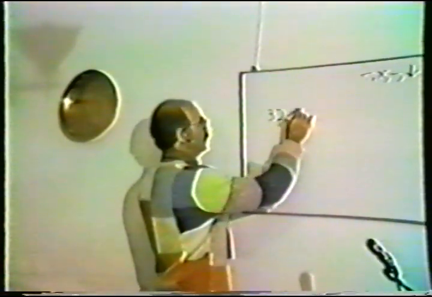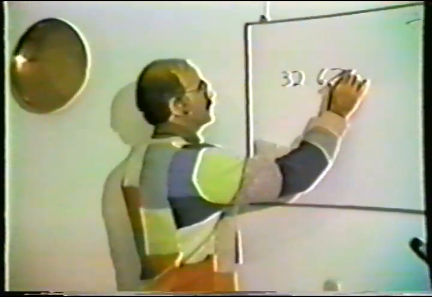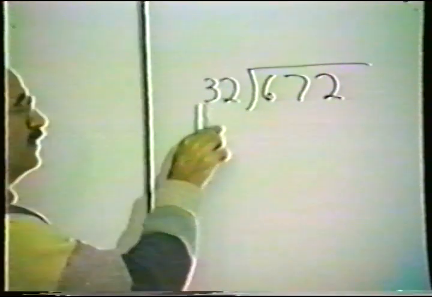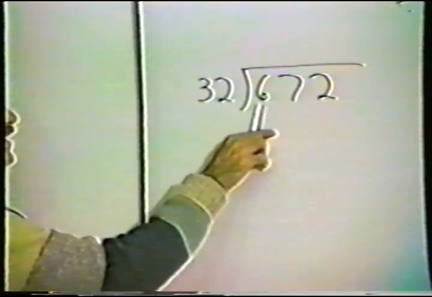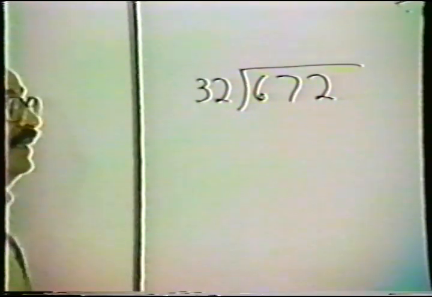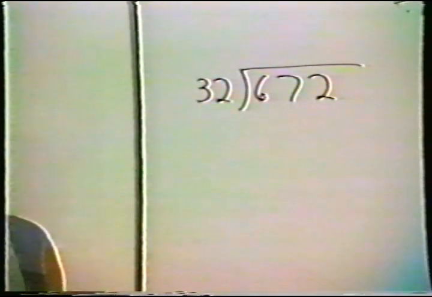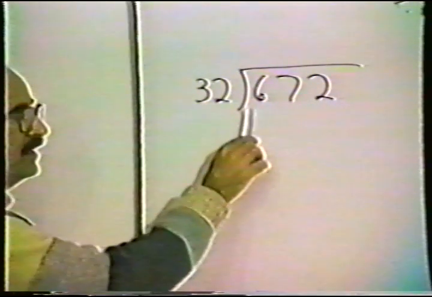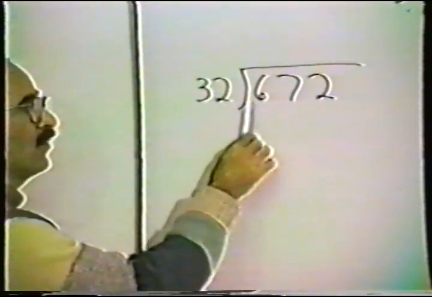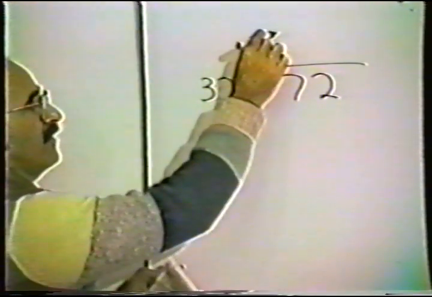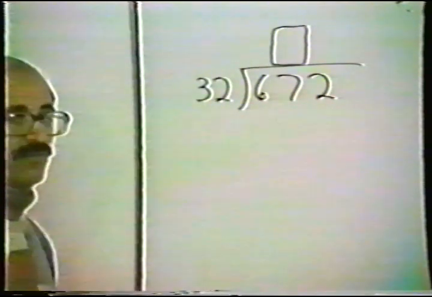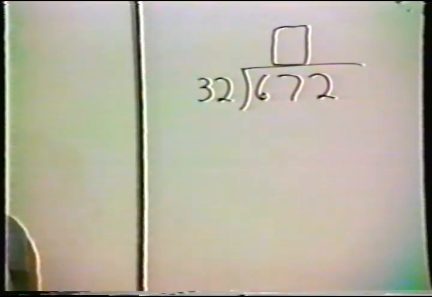32 into 672. Will the 32 fit into the 6? No. Will it fit into the 67? Yes. Now, the first one that we've encountered where we didn't need to use all three numbers. 32 will fit into 67. Our answer will have to start over the 7.